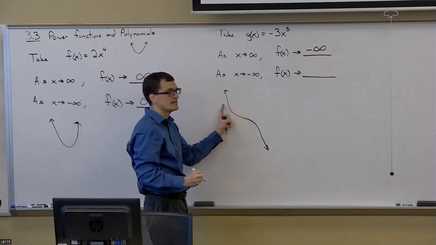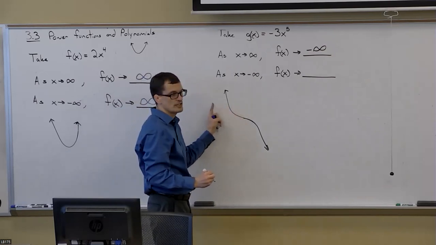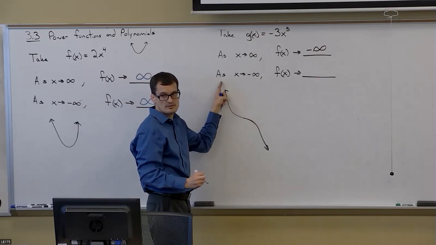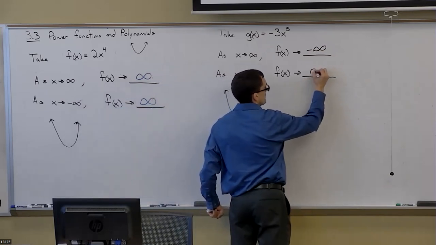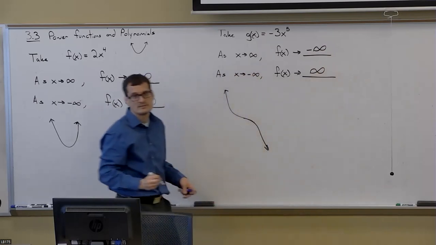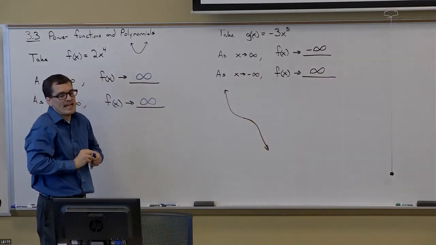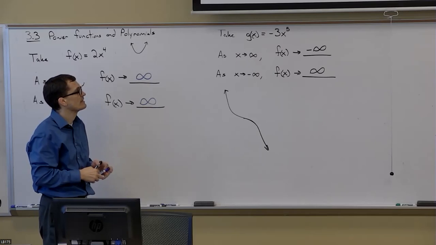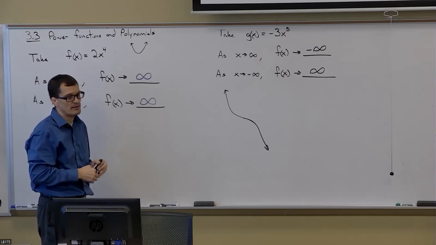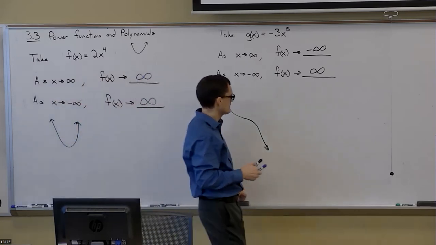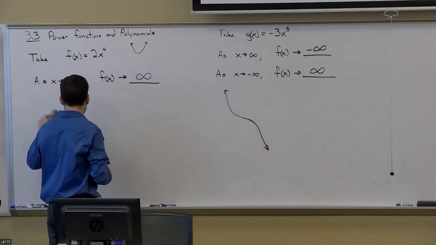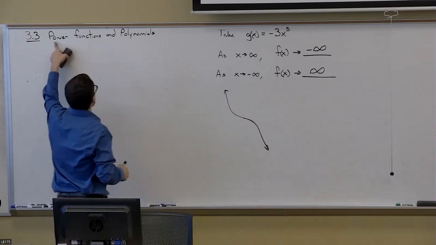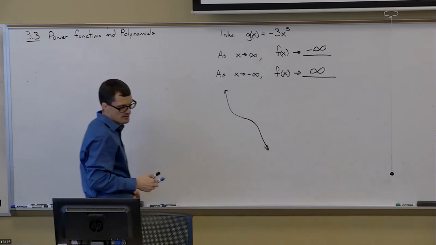And as x goes to negative infinity, as the x value moves to the left, the function's going up, outputs are going up. So that goes to positive infinity. So the end behavior of the graph is what we're looking at. End behavior of these power functions. So we've seen some power functions and their end behavior.